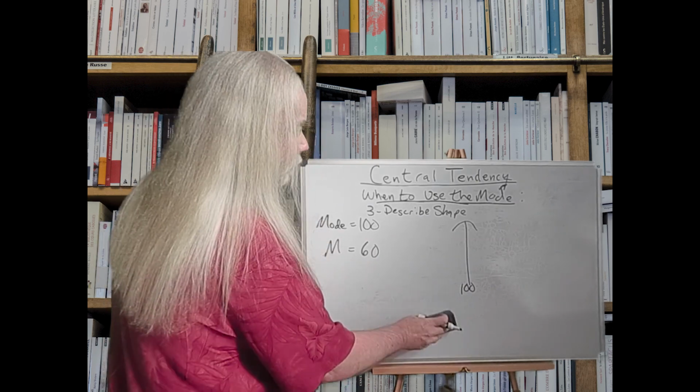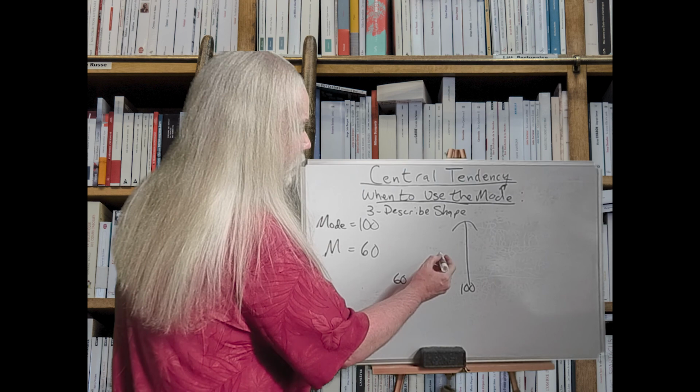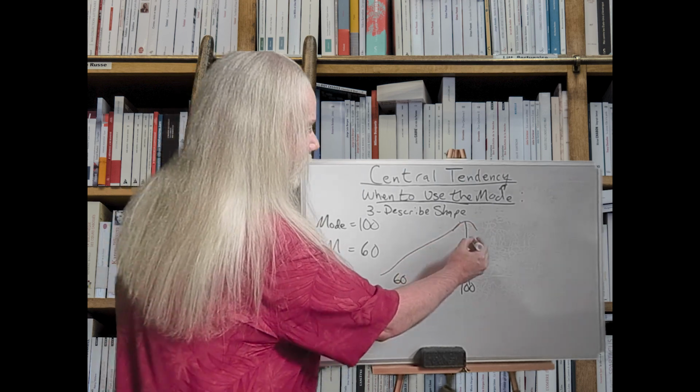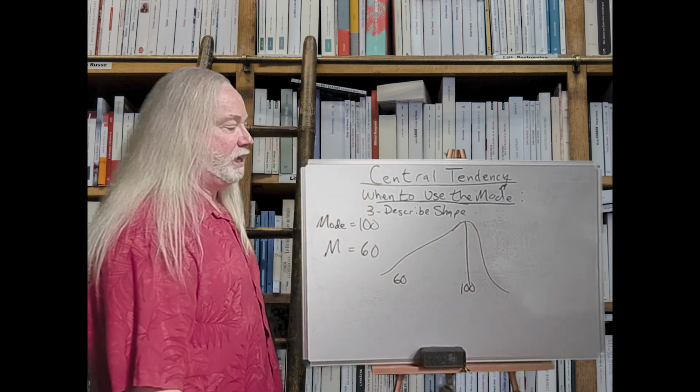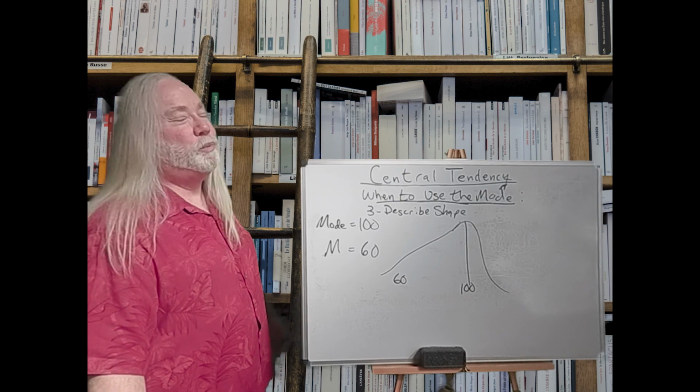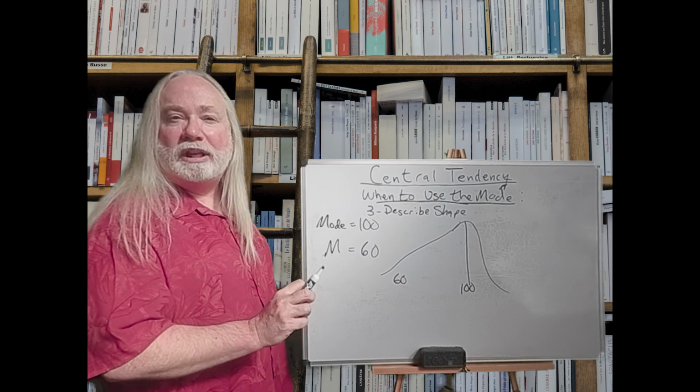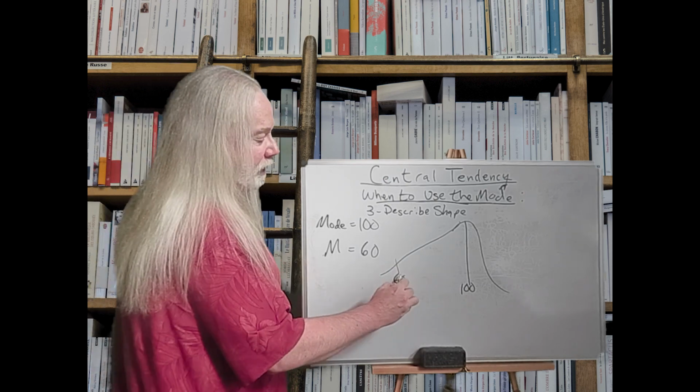Oops, not 16, 60. So we know our mean is way out there, and then we can just sort of drop that side. Where's the median going to be? We don't know exactly, but in most likelihood, somewhere between 60 and 100 points.